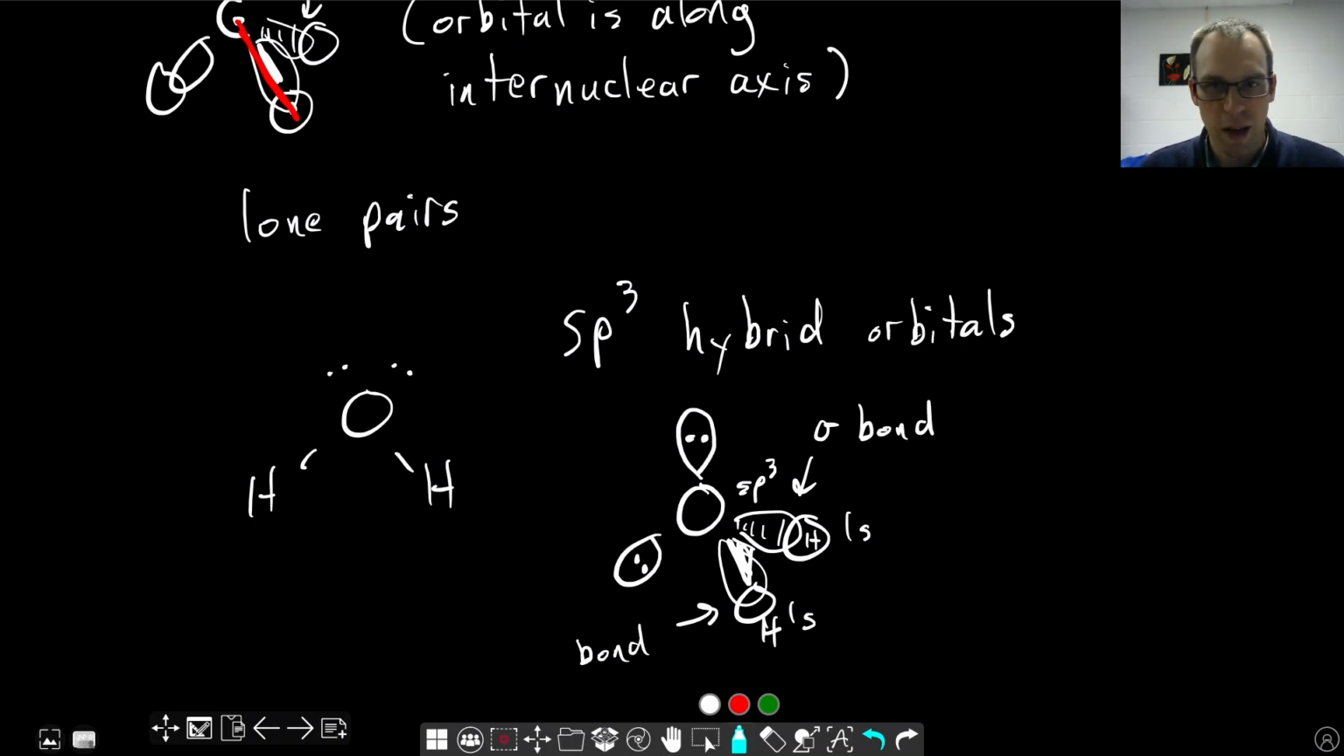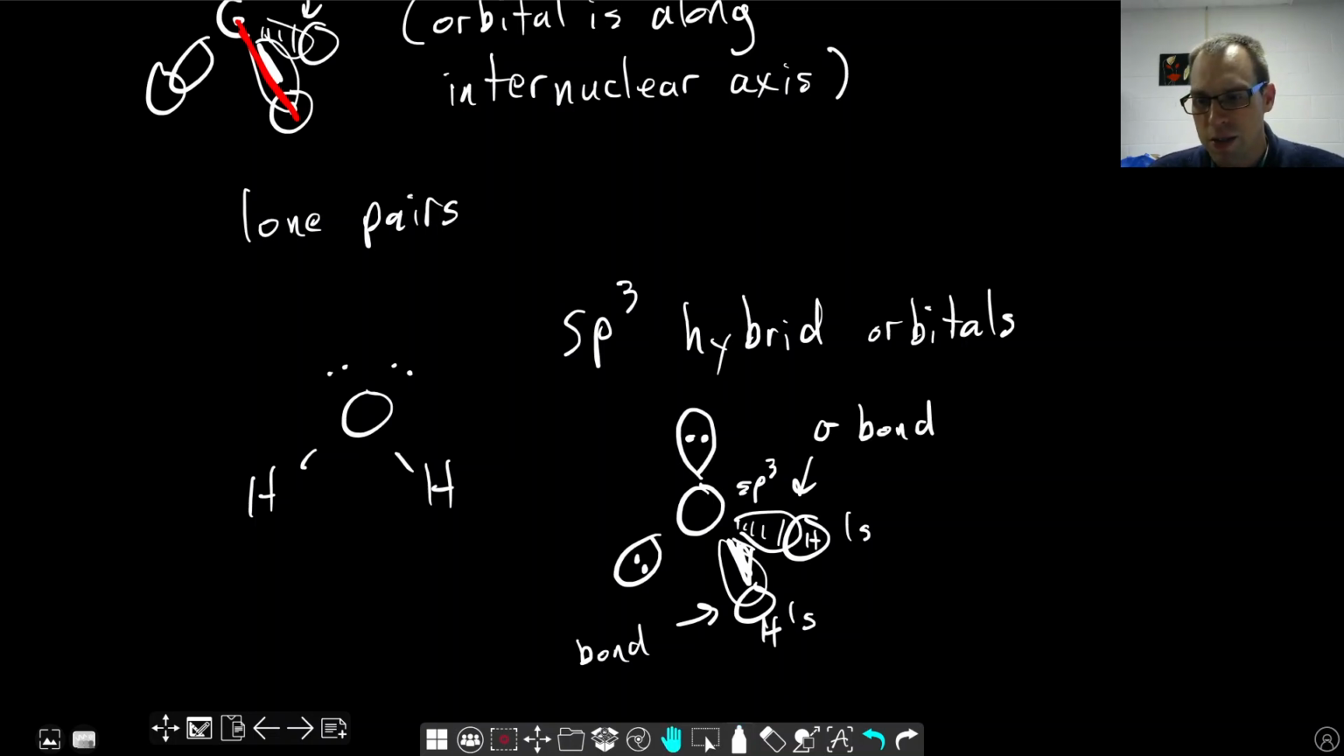So we could do this with any number of lone pairs as well. So if we had, say, only one lone pair, we'd still get a trigonal pyramidal structure, still sp3 hybrid orbitals, and we'd get the overlap in the bonds, and the lone pair would be just by itself in one of these orbitals. All right, so that's the basic idea with what's going on with this tetrahedral geometry.